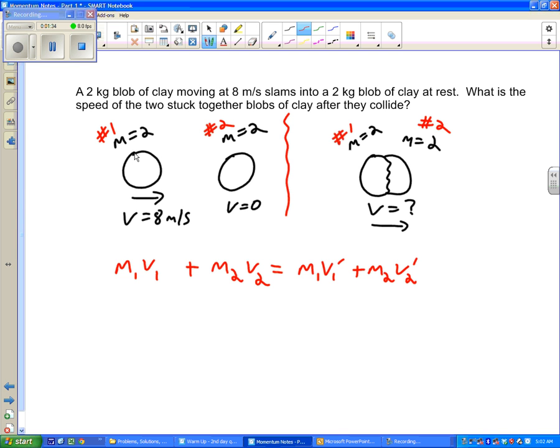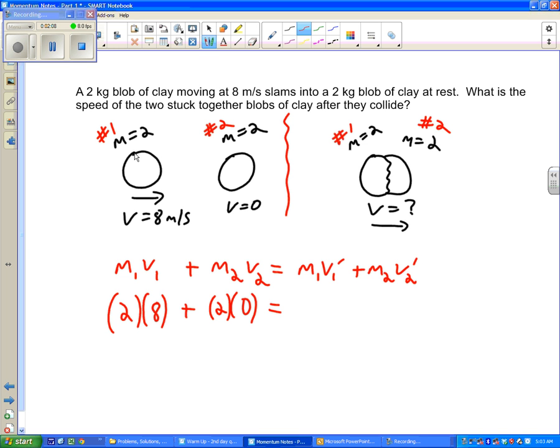All right. Now what I'm basically going to do is take the information from my first blob, number 1, before the collision, and plug it in. So I can see that it has a mass of 2. It is moving at 8 meters per second before the collision. I'm also going to look at the second blob before the collision. It has a mass of 2, and it is not moving. So I'm basically just dropping the numbers from the picture straight down into the equation.